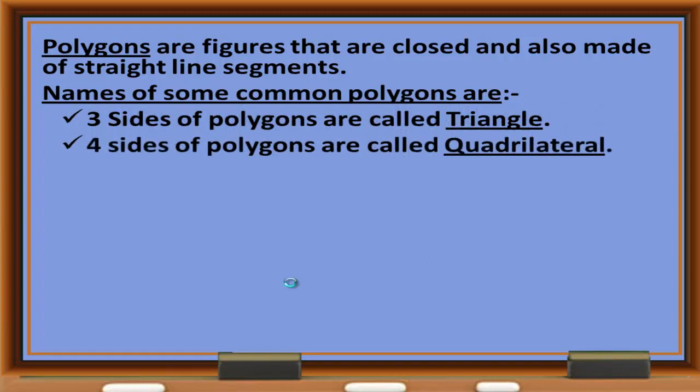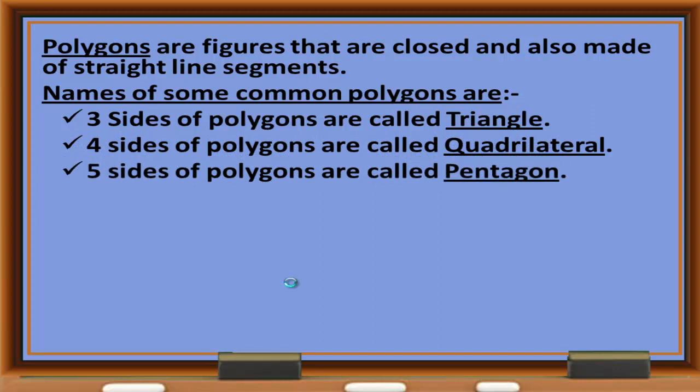4 sides of polygons are called quadrilateral. As we have seen, square is quadrilateral. Rectangle is quadrilateral. It has 4 sides. Quadri means 4. Lateral means sides.